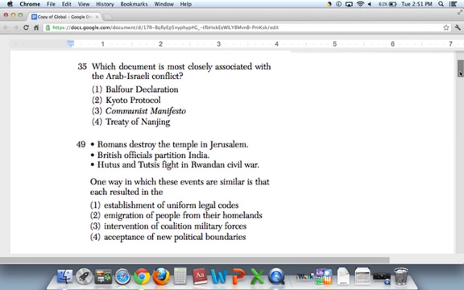If you learned about the Arab-Israeli conflict, you know that the Balfour Declaration was a letter from Arthur Balfour, who was a part of Great Britain, and he said that they were willing to help the Israelis. So number 1 is correct, and 2, 3, and 4 are wrong because the Communist Manifesto had to do with Karl Marx, and he has nothing to do with the conflict. And the Kyoto Protocol and Treaty of Nanjing have nothing to do with the Arab-Israeli conflict. So therefore, number 35 is 1. Balfour Declaration.